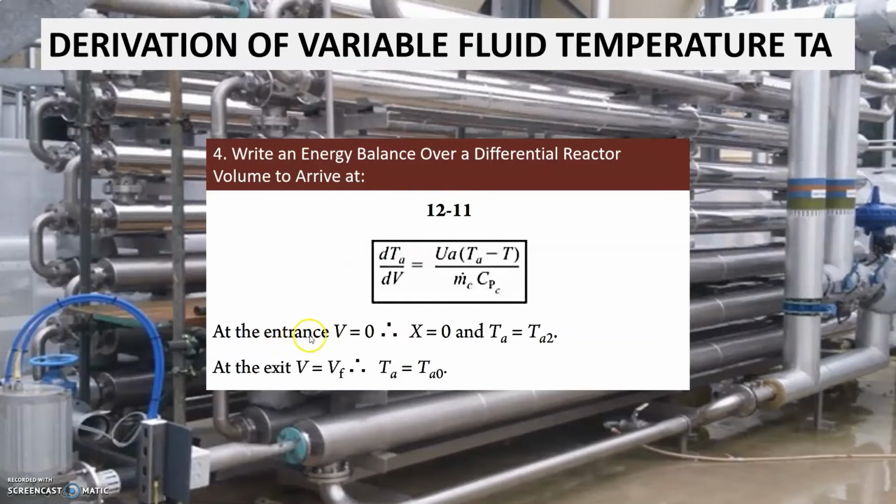So at the entrance, when our volume equals 0 and conversion equals 0, our Ta, the coolant temperature, equals Ta2. Ta2 is the temperature where the coolant exits, and at the exit when V equals Vf, the final volume, our Ta is equal to Ta0. Ta0 is the temperature where the coolant enters.